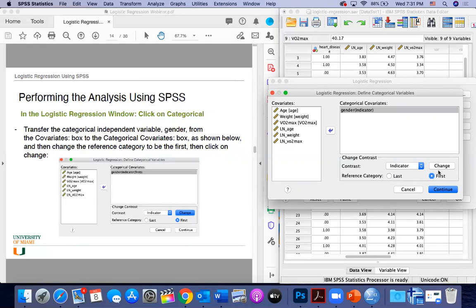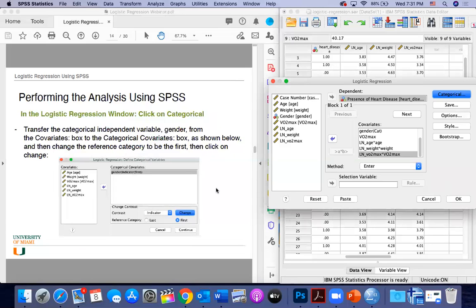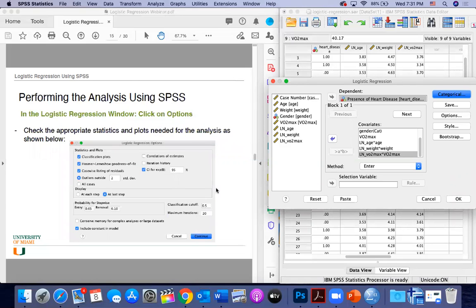So click on first and then click on change. You can see that gender was classified as a categorical covariate and the indicator or the reference is the first group or the first level. And then continue. Then click on options.